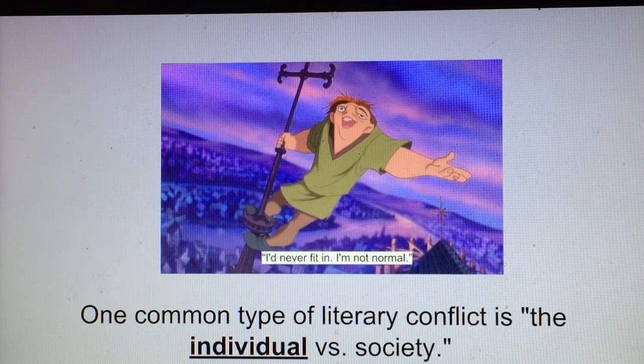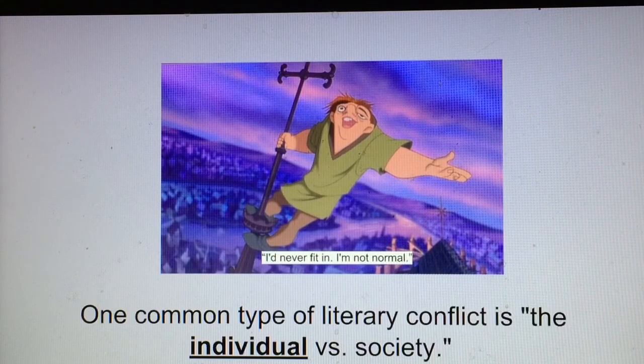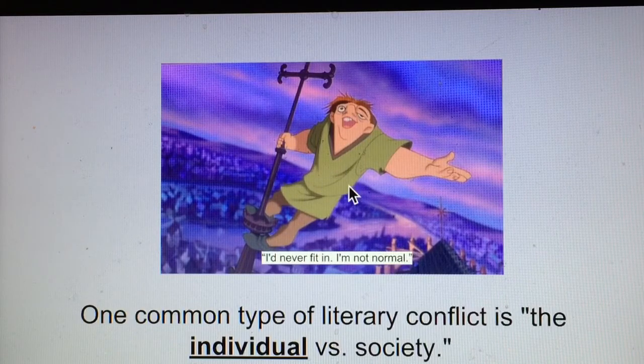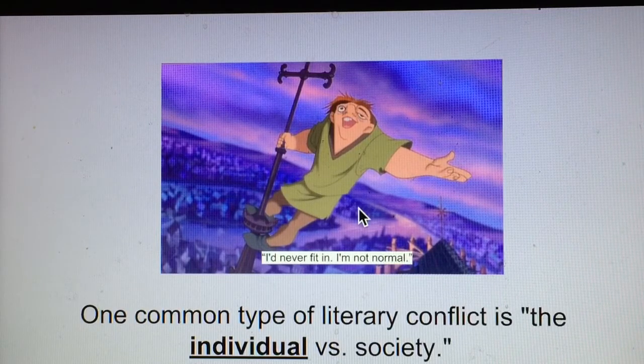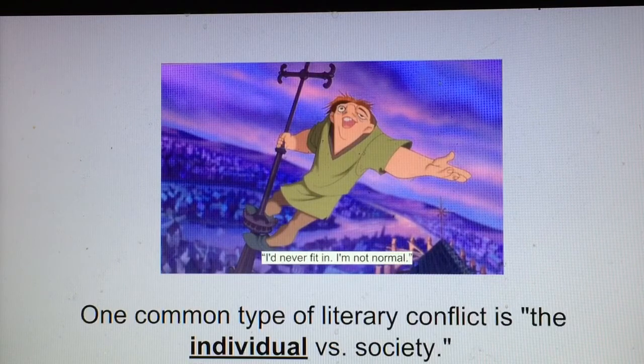So our academic word of the day sentence here is, one common type of literary conflict is the individual versus society. All great stories have a conflict, some kind of problem that the main character faces. And we can divide those types of conflicts into different kinds. And one common type is individual versus society. So here we have a man who is not accepted by society because he is so unattractive. So he has a conflict with the rest of society.